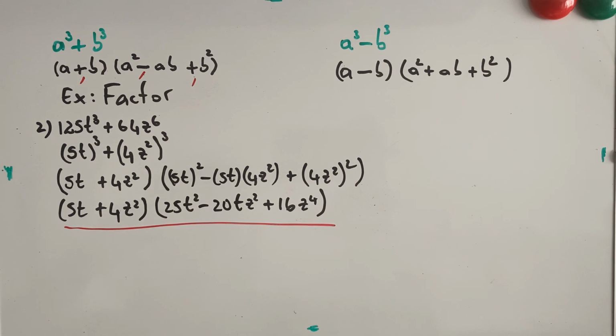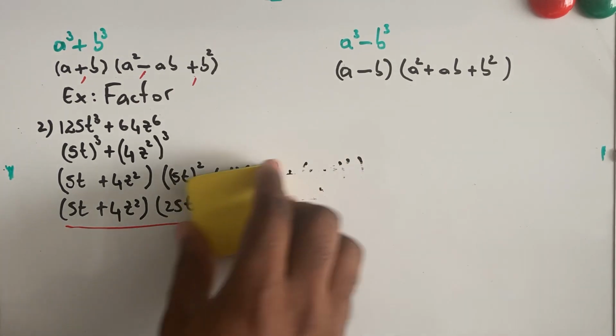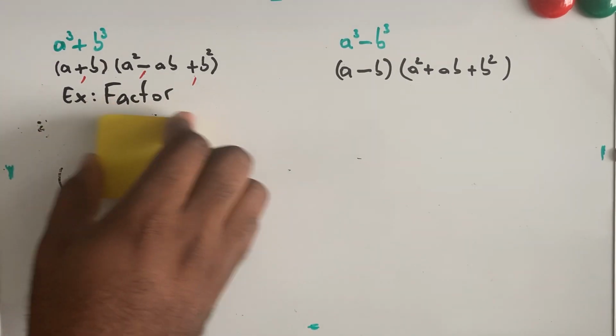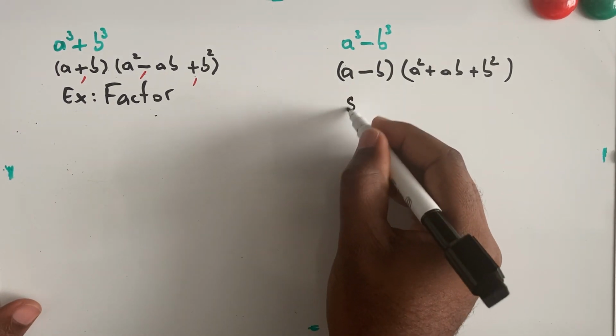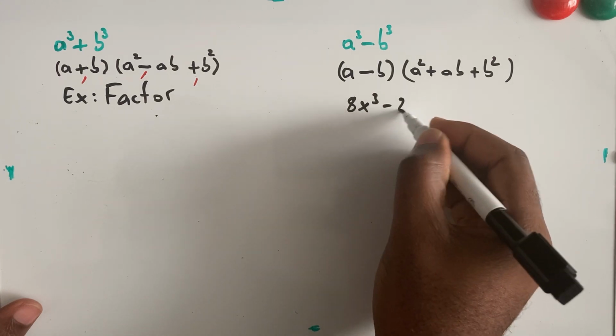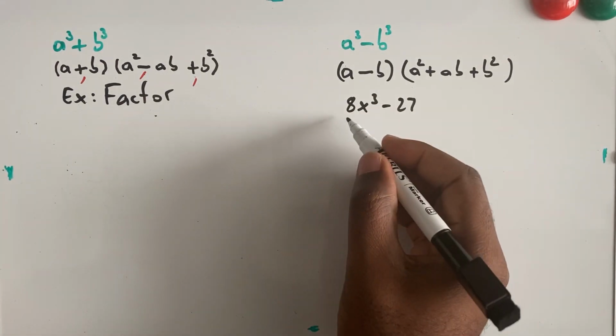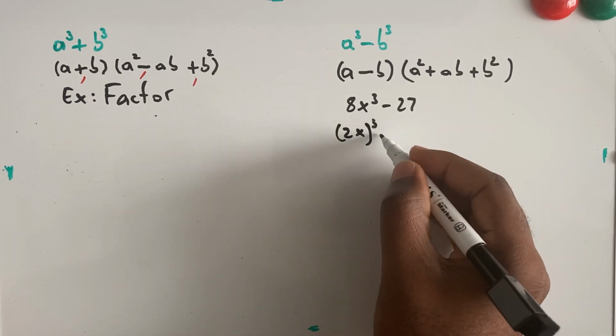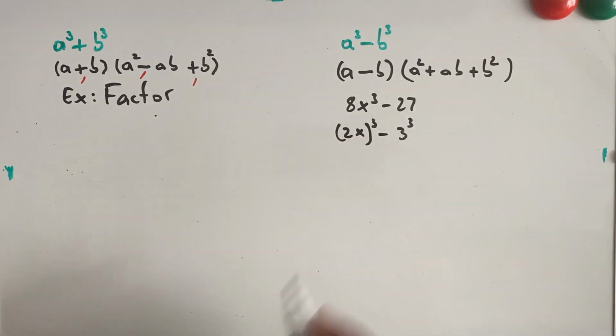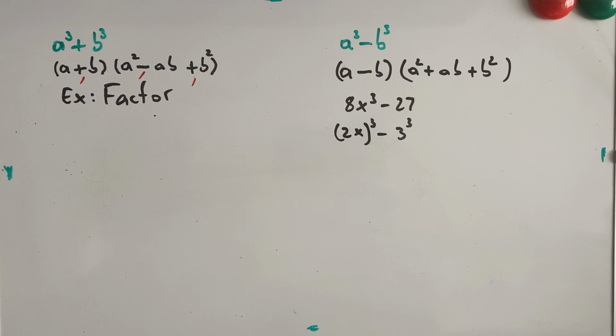Okay, now the next thing we'll do, let's try one with a negative. Although it's pretty much the same thing, I want to try it just to show you. And remember, the question is for you to factor. Let's say you have 8x cubed minus 27. Well, we just said it, we have to try to rewrite them, like in this case, 2x cubed minus 3 cubed, because 3 times 3 times 3 will give you 27.